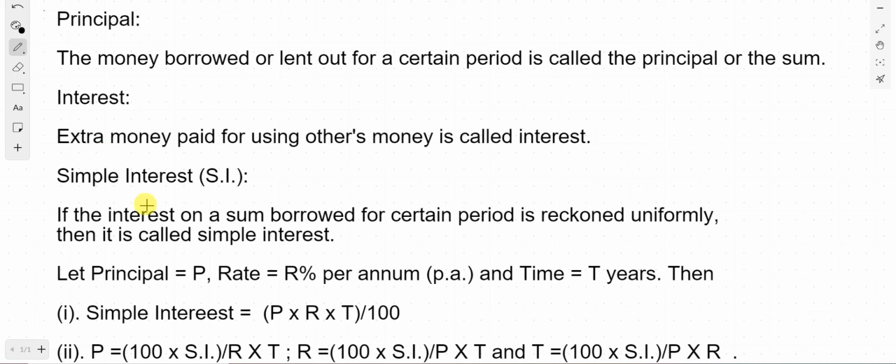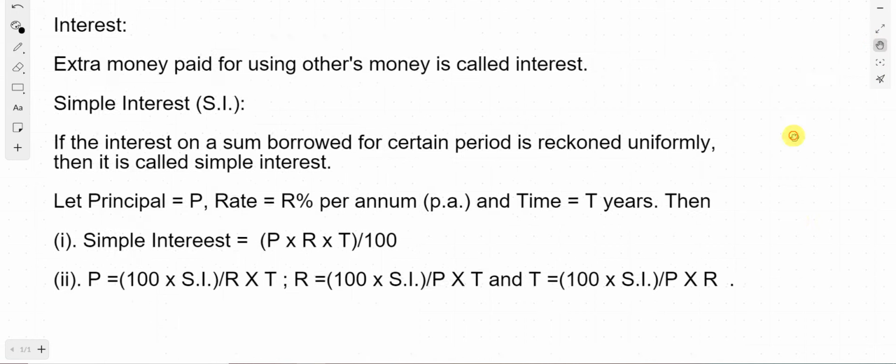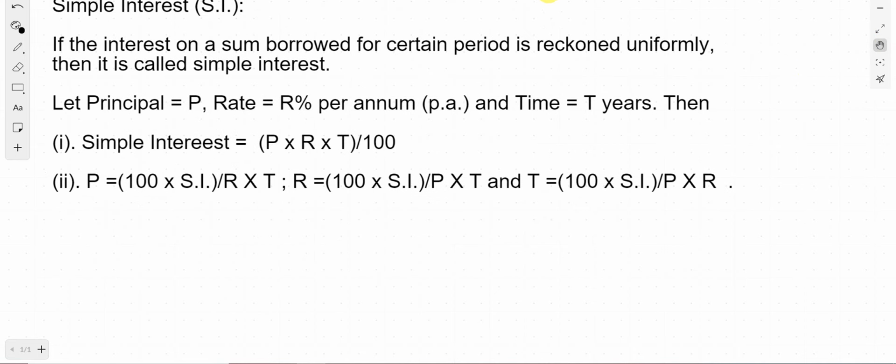Principal is P, R is rate percent per annum, and T is time in years. Then what is the simple interest? The simple interest formula is P into R into T by 100, right? And what will be the formula for principal? The formula for principal is 100 into SI divided by R into T. Now what will be the formula for rate?